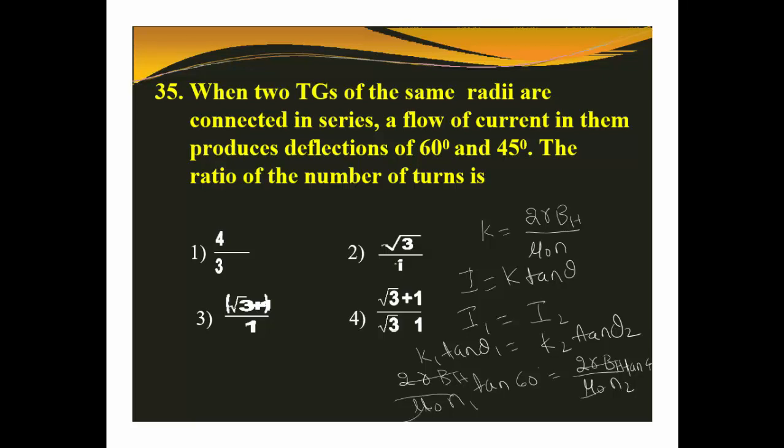So using this formula I can write N1 by N2 as tan 60 divided by tan 45. Tan 60 is root 3, tan 45 is 1. So the ratio is root 3 is to 1. Option 2 is correct.